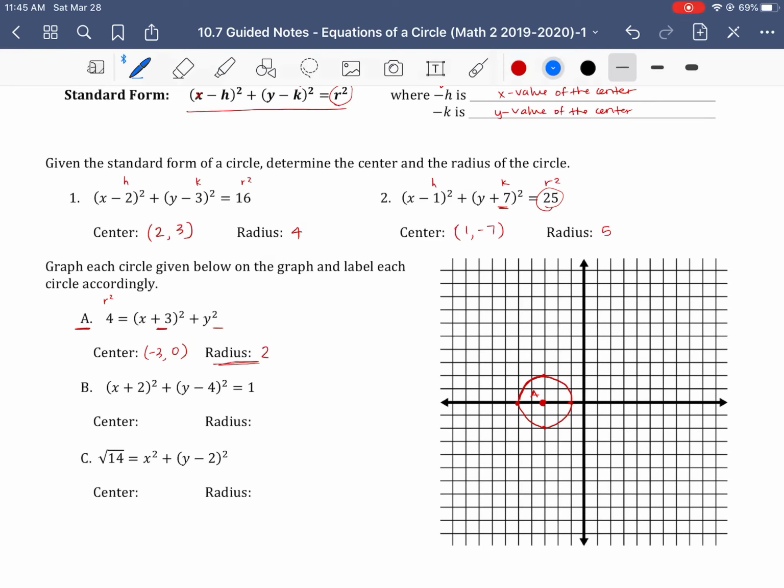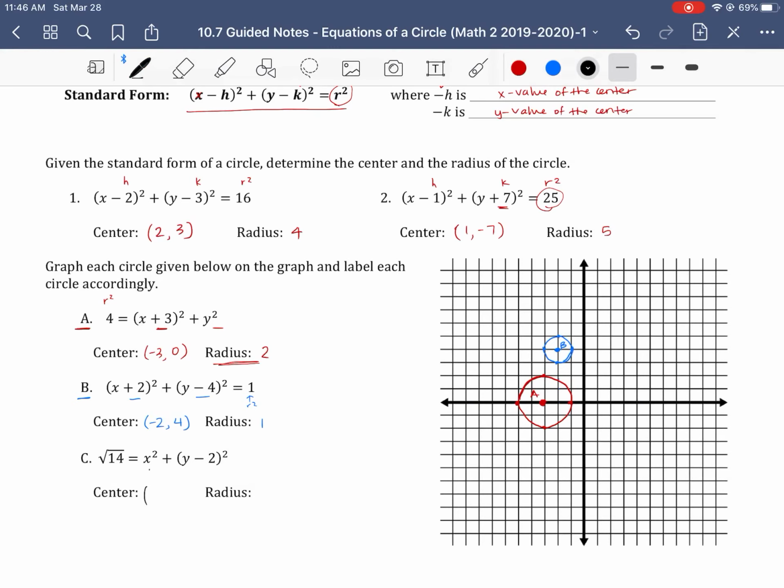All right, let's try it again with B. Again, we find our center, so we look up here to the opposite of that for our x value. The opposite of negative 4 is positive 4, and this is r squared. The square root of 1 is actually 1. So again, I'm going to go to the left 2, and up 1, 2, 3, 4, and that's where I'm going to put my center. And again, this one's part B, so I'm going to call that circle B. And the radius is only 1, so you're going to go 1 unit in each direction to graph this. I think it would make drawing the circle easier, but yikes. Okay, there's circle B.